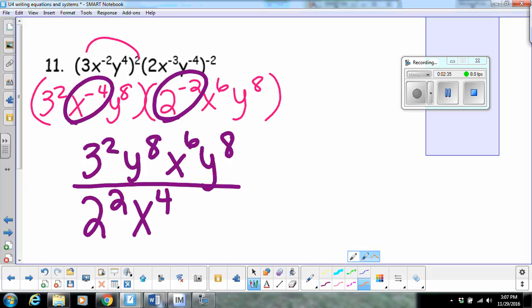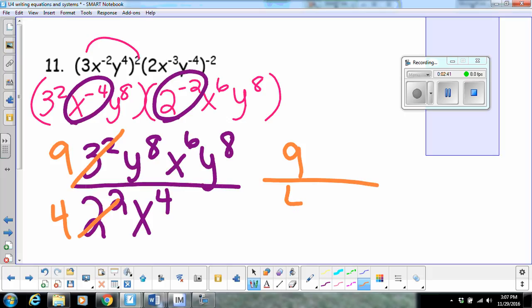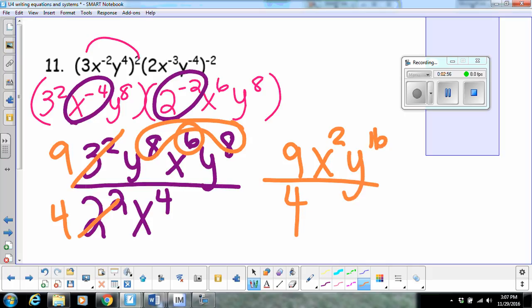Now let's simplify. Okay, 3 squared we know is 9. 2 squared we know is 4, so I'm going to have 9 over 4. All right, x's, I have 6 on top. I have 4 on bottom, so when I subtract, that's going to leave me with 2 on top. And y's, I have all of them on top, so that's going to be 8 plus 8, which is y to the 16th.